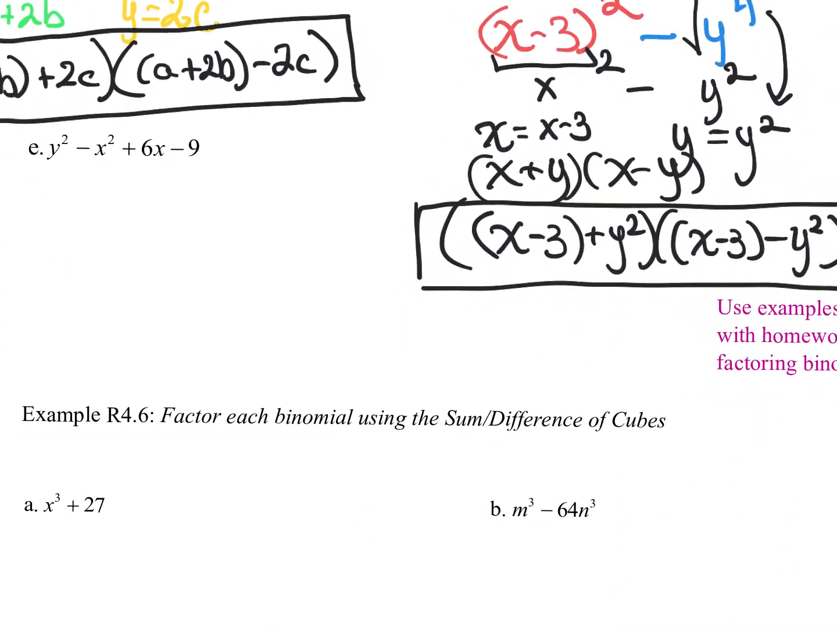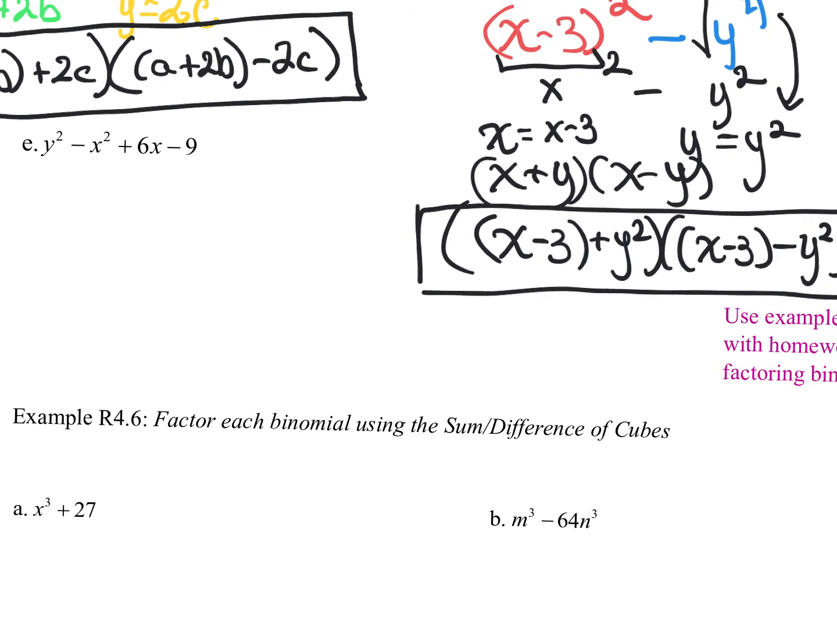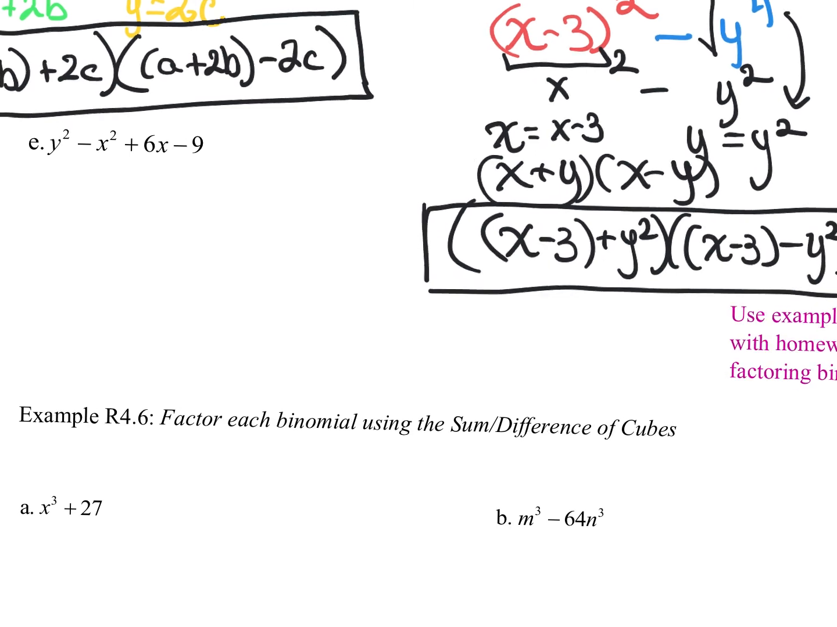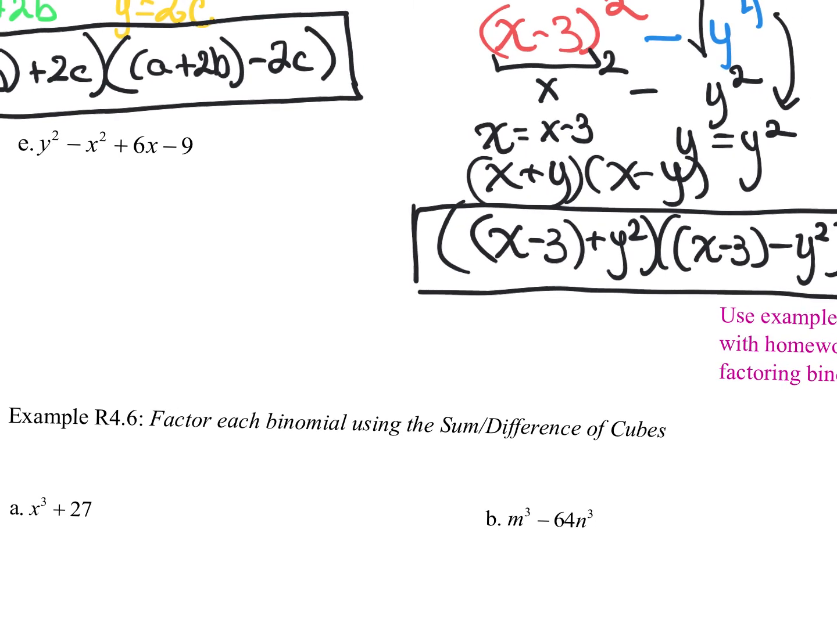And then letter E. Letter E is a lot like letter D. The y thing right here is the only weird one. So I'm going to rewrite this. I'm going to write it as y squared. I'm going to pull out a negative, so minus x squared. I pulled out a negative, so it became a positive. If I pull out a negative, this becomes a minus 6x and a plus 9.